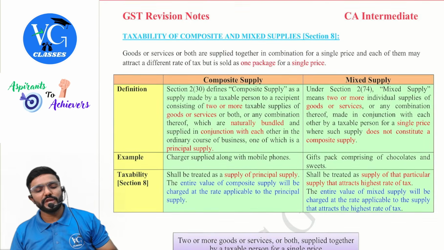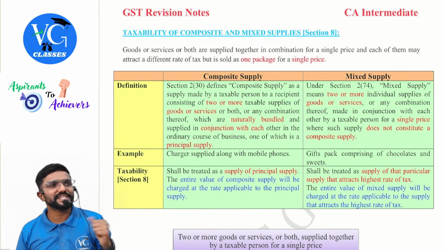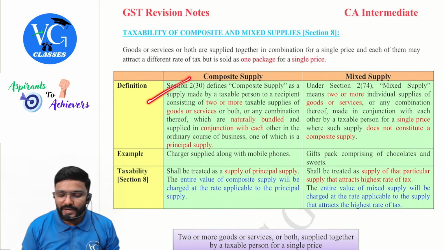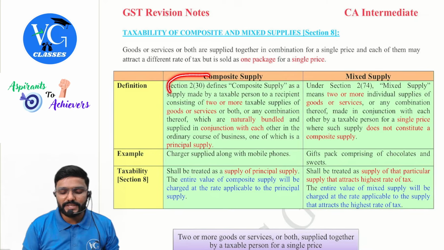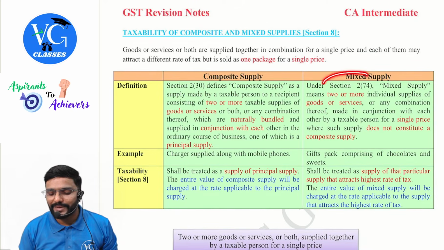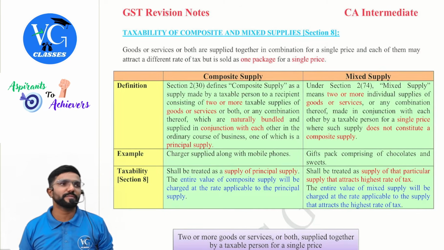Done with section 7. Now we have to study section 8. Before studying section 8, we have to understand what is composite supply, what is mixed supply. Composite supply is defined in section 2 clause 30 and mixed supply is defined in section 2 clause 74. Important definitions, guys. There are some important definitions which you are supposed to know.